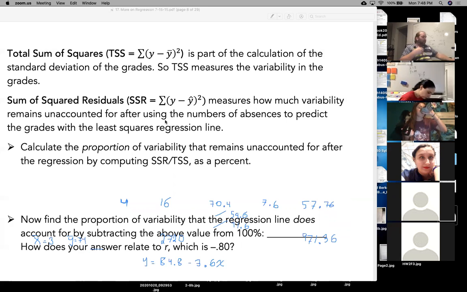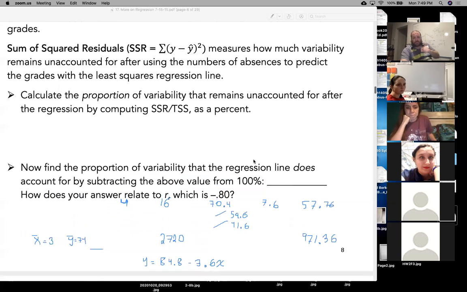In other words, our whole model that we're using is the fact that absences should predict grades. That's our model. When we try to do that, we still have some variation. The sum of the squared residuals is a measure of how much variation is still around after using our model, in ways that we're not going to get into, except for one thing.